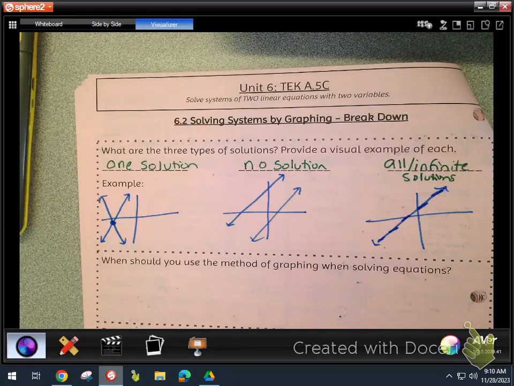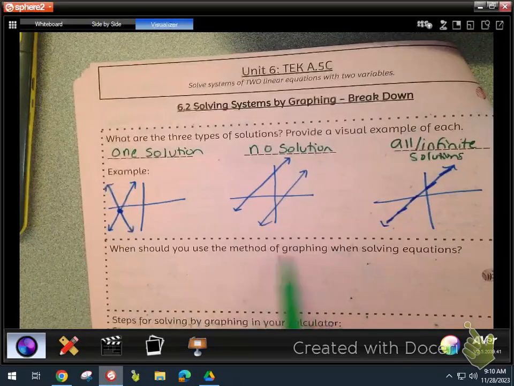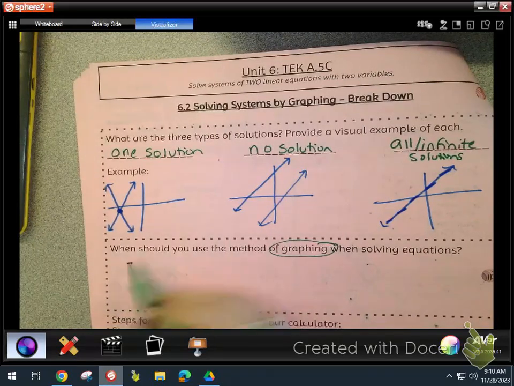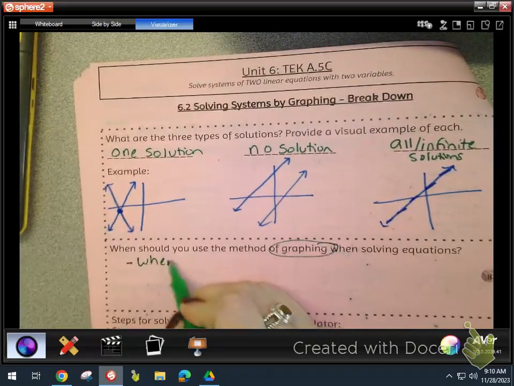So these are the possibilities, and there's 3 methods. We've learned 1, and we'll learn 1 more today and 1 more next class. But when we're graphing, when should you use the method of graphing? Again, this is a review from last class. So it's easier to do it in graphing when both of your equations are in what form?